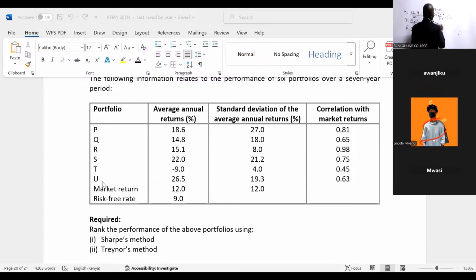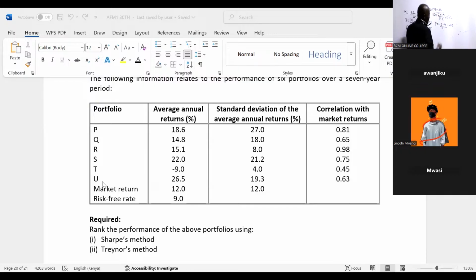After S, we go straight away to T. For T, I will take the average return of T, which is negative 9, minus 9, all over the standard deviation of T, which is 4. Which ended up giving you what figure? Negative 4.5.